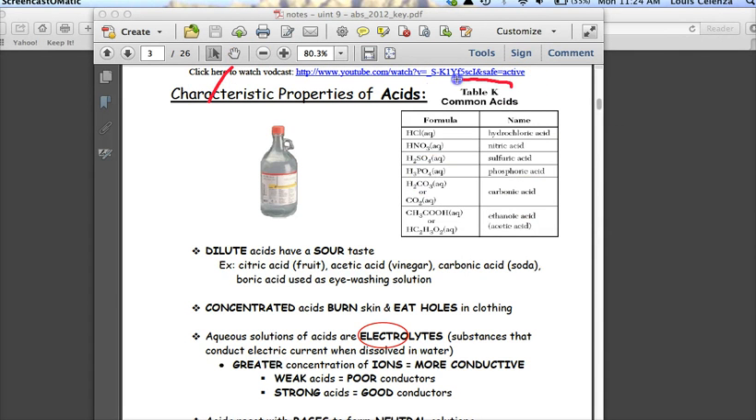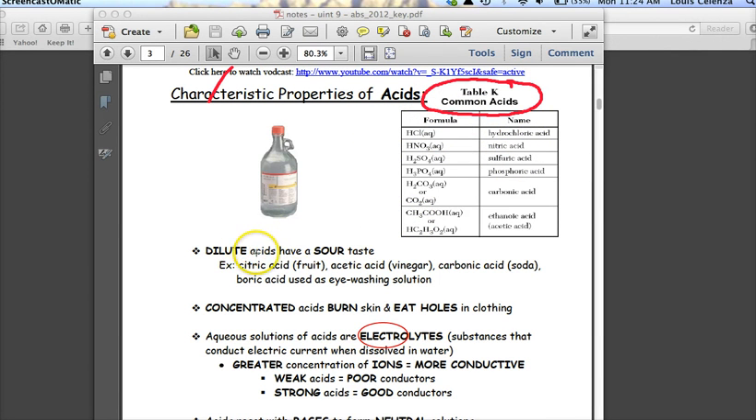One of the things you're going to notice is that in your reference tables, Table K gives you a listing of the formulas and the names of common acids. You don't really need to know how to name acids, and you'll see that later on in the unit. There's a whole section on naming acids and bases that we're just going to skip because it's not necessary anymore. They give you the names and formulas of the most common acids.